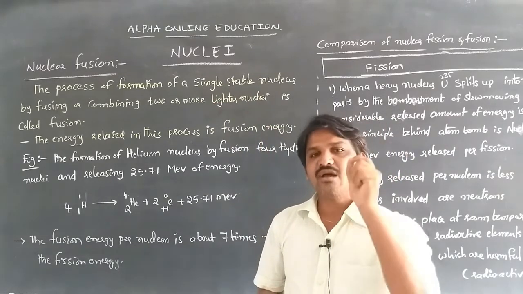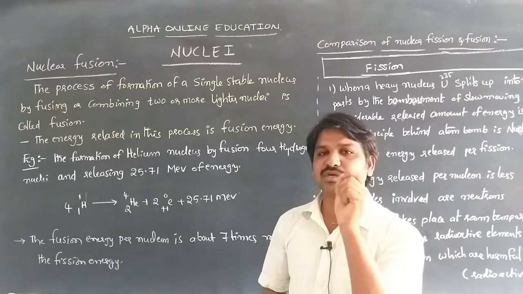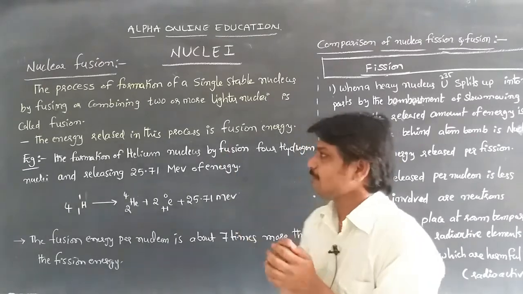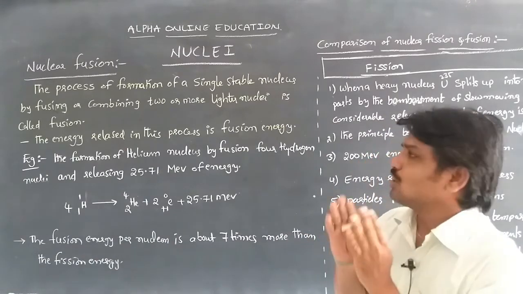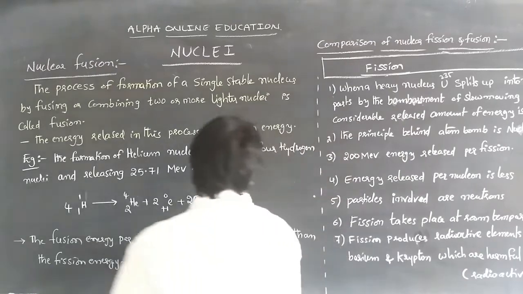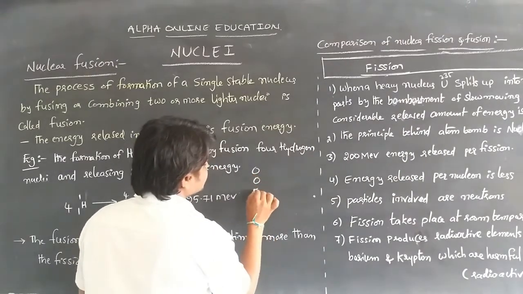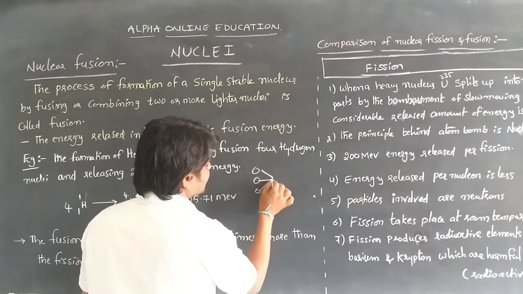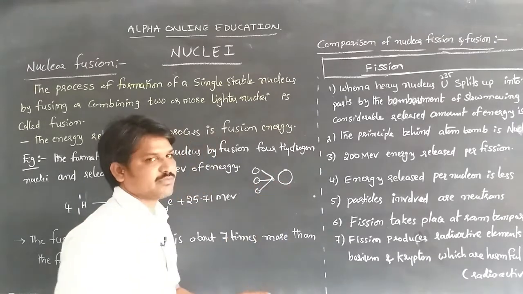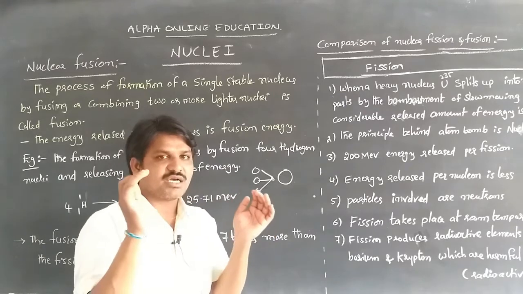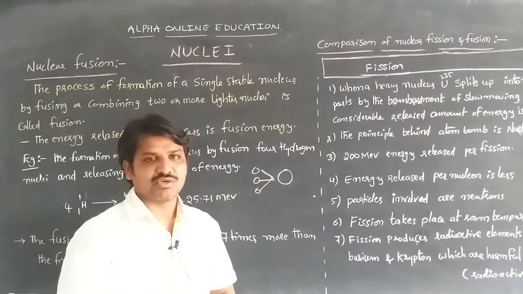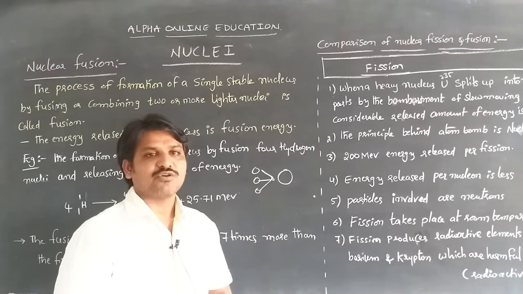The process of formation of a single stable nucleus by fusing or combining two or more lighter nuclei. Whenever we take small-mass nuclei and combine two or more of them to form a heavy nucleus, that is called nuclear fusion. When small-mass nuclei combine together and form a stable heavy nucleus, it is called nuclear fusion.